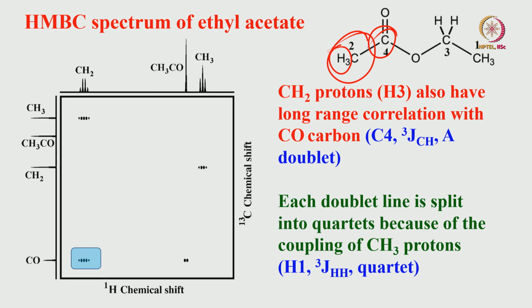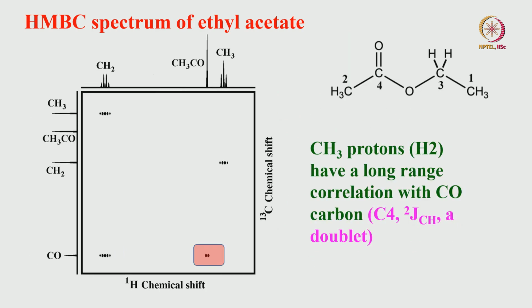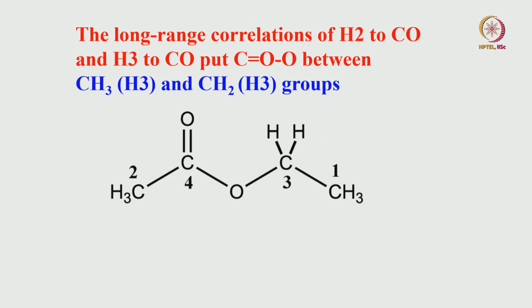That is all. When it has a CO 2 bond correlation, what it will do? It will become a doublet. Okay. That is all. And no other coupling is there. HH coupling cannot be seen because nothing is there. This is not split by any other protons. So CO carbon, because of this, is going to be simply a doublet. Ca3 protons have a long range correlation with CO carbon and it is a doublet.